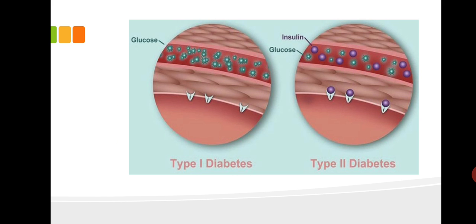This is type 1 diabetes, and this is type 2 diabetes in the bloodstream. In type 1 diabetes, there is no insulin production in the bloodstream. In type 2, insulin is present in the bloodstream, but the cells do not recognize or act with the presence of insulin. This is type 2 diabetes.